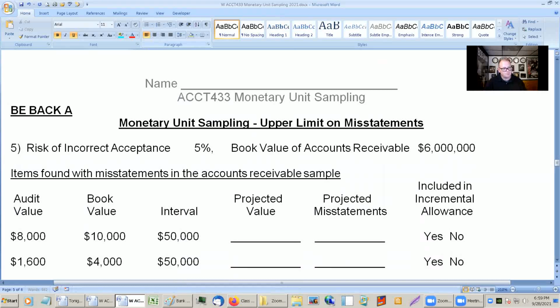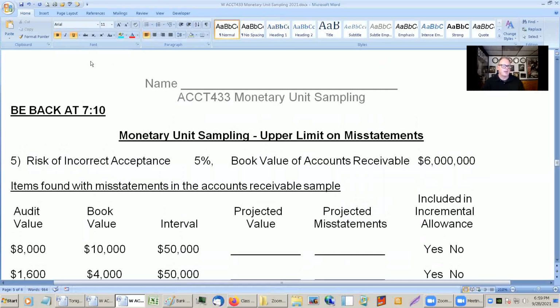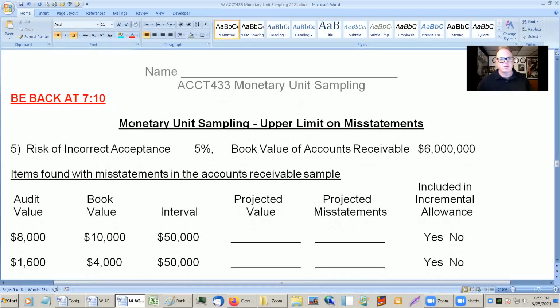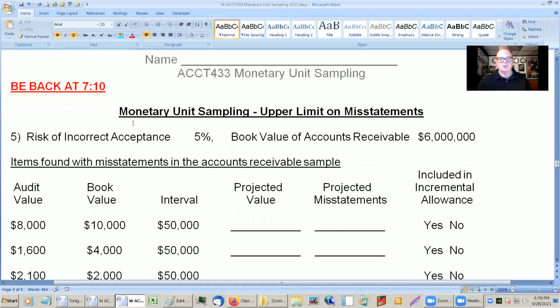Okay. And we will start up with the monetary unit sampling. It's going to kind of break this stuff up a little bit. So anyway, be back at 7:10 and we'll start up with this. Question on that? Okay.